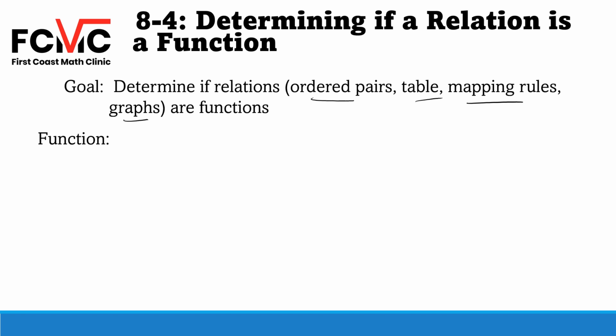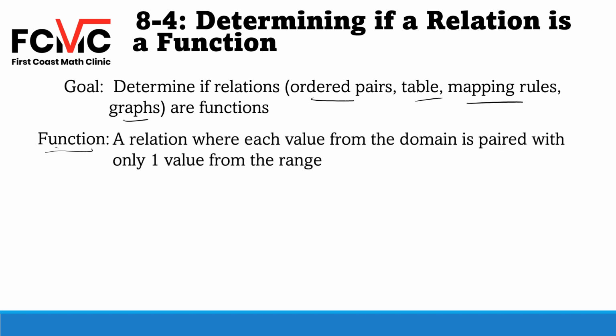And in the previous lesson, lesson 3 from Unit 8, we talked about functions. We introduced functions and talked about what a function is. Just as a review of that, a function is a relation where each value from the domain is paired with only one value from the range. So we're going to look at this relationship in particular in relationship to ordered pairs, tables, mapping rules, and graphs, and look at what that looks like. So if you're having difficulty determining whether ordered pairs, tables, mapping rules, and graphs are functions, this is a good video to look at. So just a quick review on domain and range.